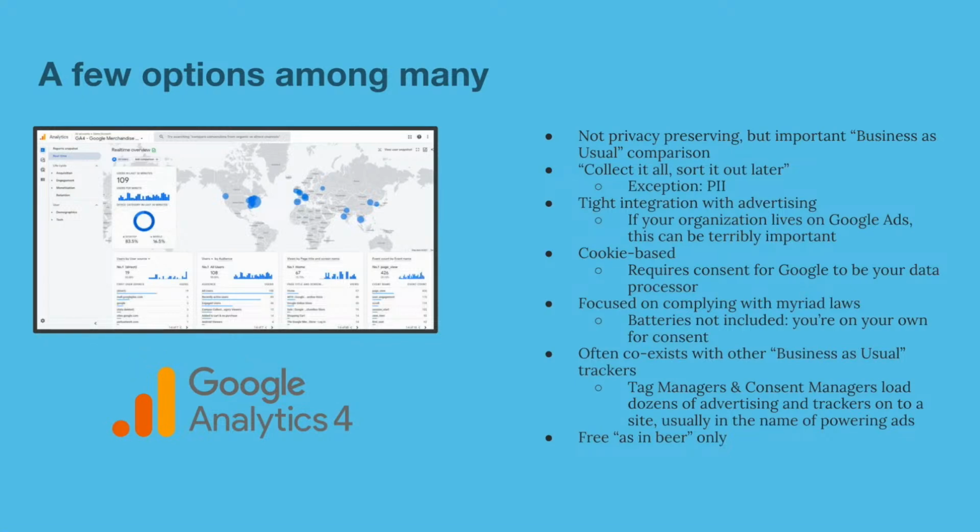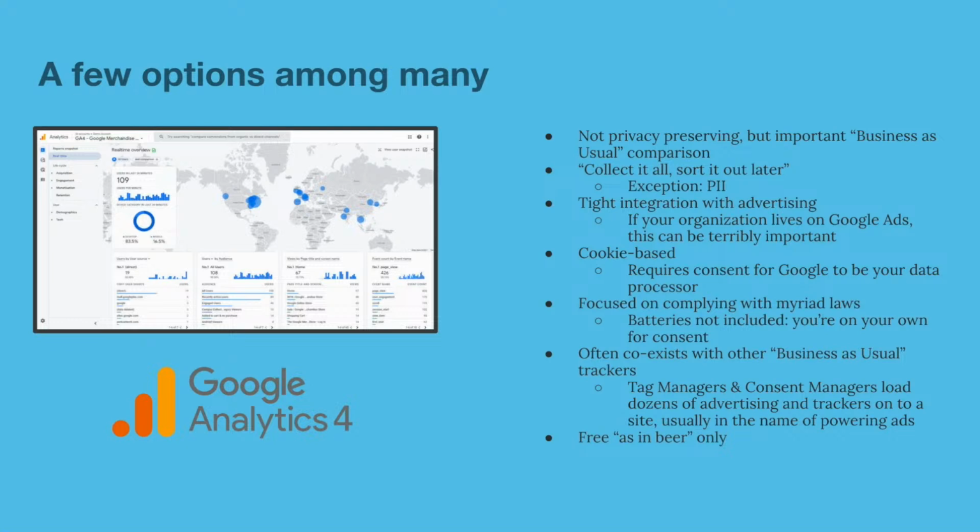We should also make a comparison to the most popular package out there, which is Google Analytics, right? This is a centralized product. You're shipping your data to Google. They're one of the biggest advertising companies in the world, if not the biggest. And I would say it's not a privacy-preserving technology at all, right? It's just our comparison to business as usual. They take the approach of collect it all, sort it out later. Makes integration easy, makes analysis quite difficult.